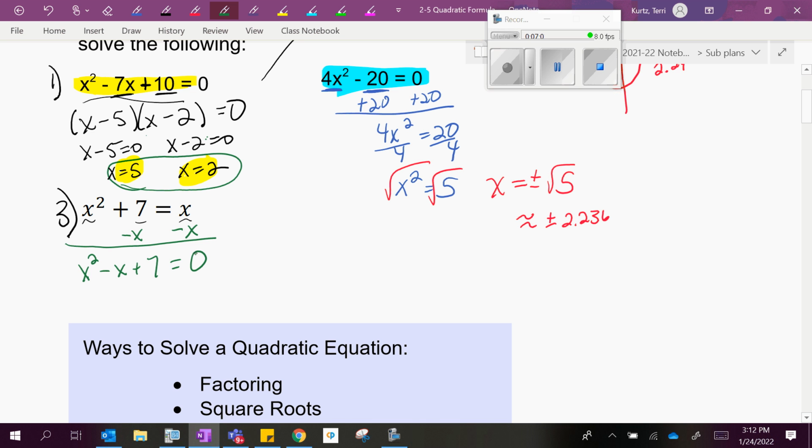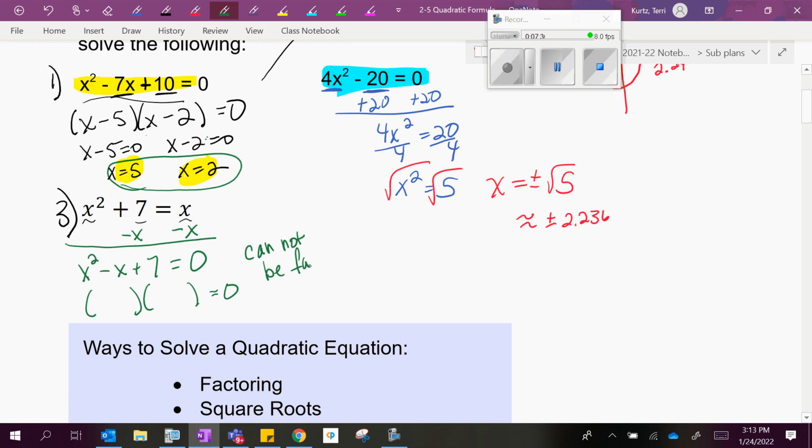Oh, well, this looks just like number 1. So we can think, well, we could factor that, and that would give us our roots. So let's think of what multiplies to 7 and adds to negative 1. Wow, nothing really, right? Because the only thing that multiplies to 7 is 1 and 7, and there's no way that's going to add to negative 1. So it cannot be factored, okay?